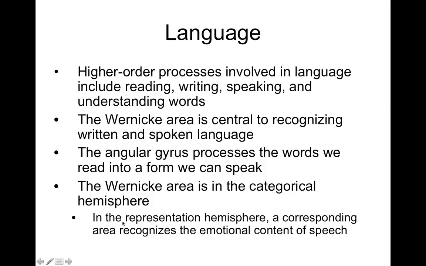And in the representational hemisphere, there's a corresponding area that recognizes the emotional content of speech. So in the representational, we can understand emotional inflection of speech. If it's categorical, it's only producing speech or understanding speech. So you can imagine then that we all use a little bit of both, like understanding the emotional qualities of how we speak or understand how other people are speaking, as well as precisely what they're saying too.